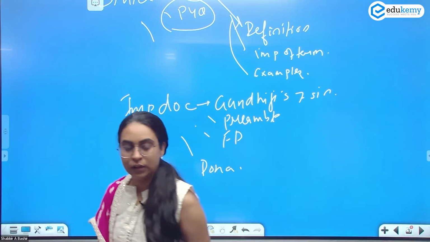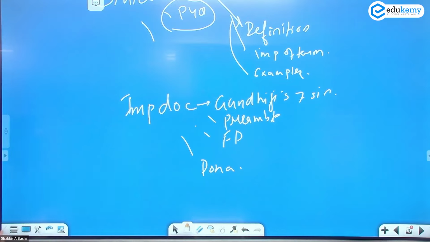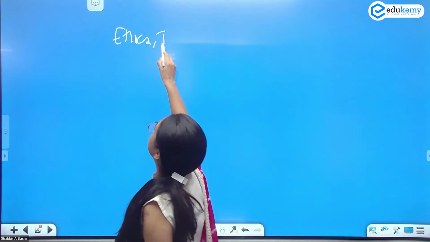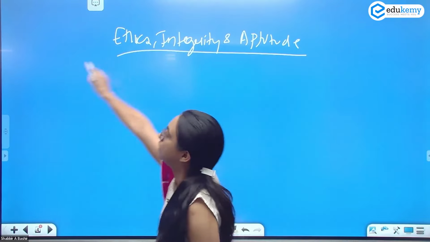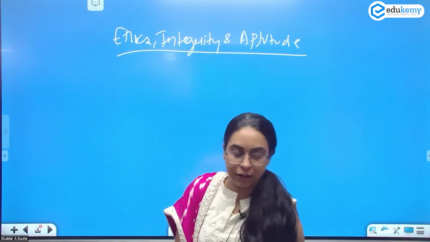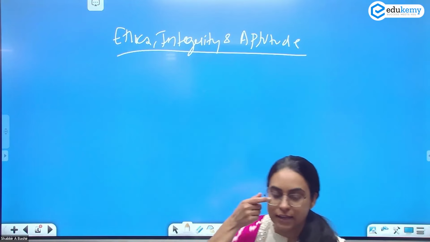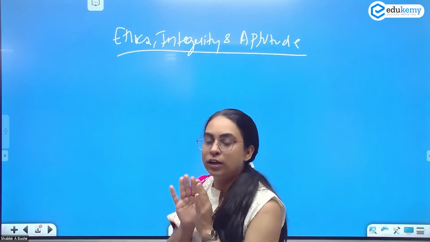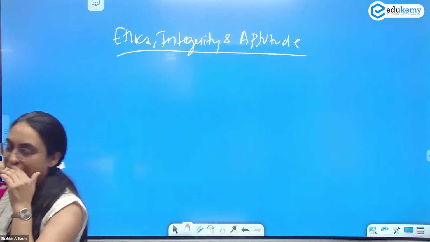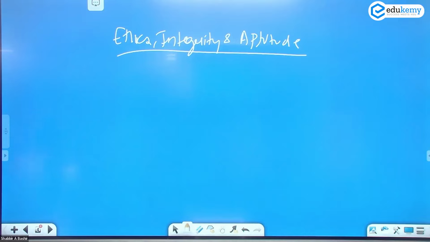Let me start off with the first thing. What is the name of the paper? The name of the paper is Ethics, Integrity and Aptitude. ये पेपर का नाम है, Ethics, Integrity और Aptitude. Ethics यानी क्या? Ethics means it is a field of study to determine what is right or wrong. ये आपको बताता है कि क्या सही और क्या गलत है.